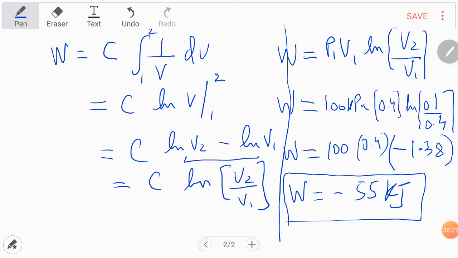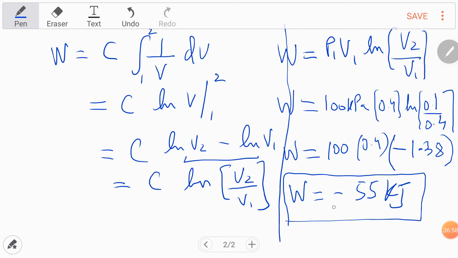So we solved this numerical. It's a very simple numerical. We first place W is equal to integral P dV and replace P with C over V, then solve the integral of 1 over V. Integration of 1 over V is ln V. Apply limits, put the formula for C as P1 V1, then putting all the values, P1 V1 ln V2 upon V1, and we get the answer of work done, that is minus 55 kilojoules.